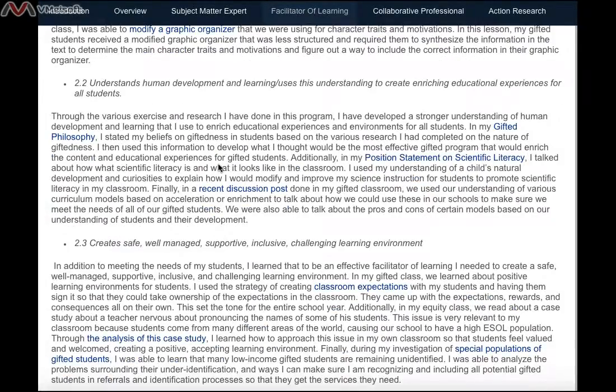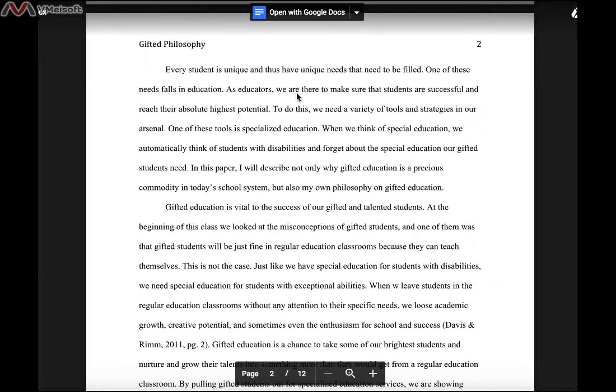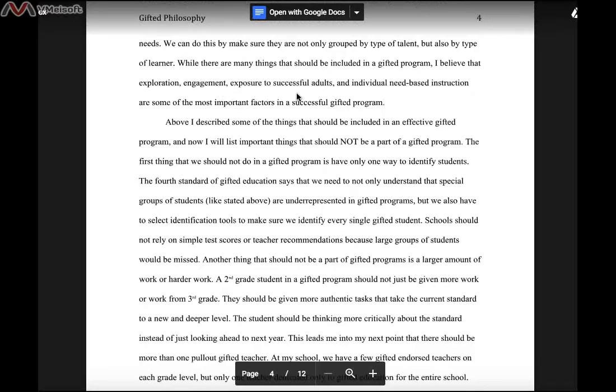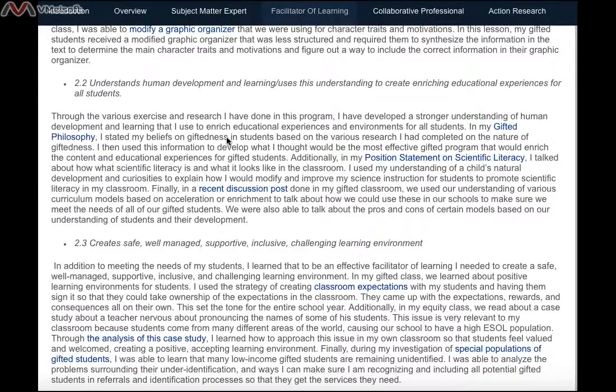2.2 is understands human development and learning and uses this understanding to create enriching educational experiences for all students. My first piece of evidence is my gifted philosophy. I researched the nature of giftedness in students and created a gifted program that would best serve all types of gifted students at a school.